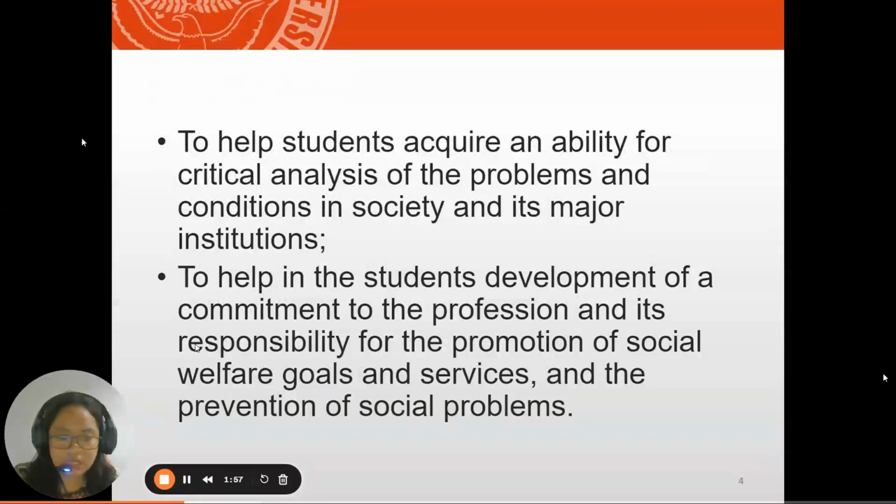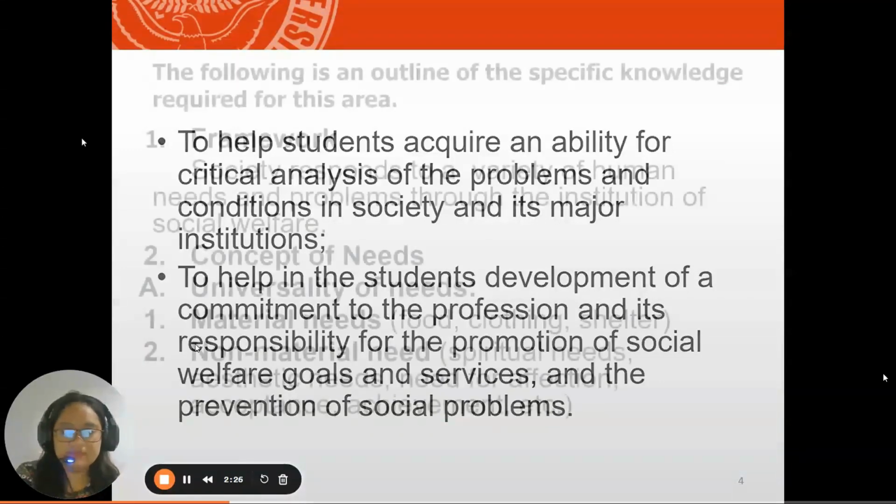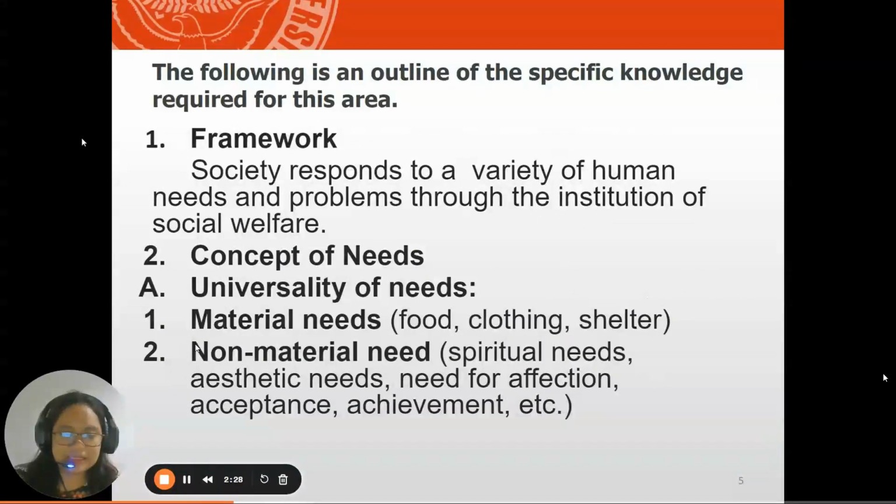To help students acquire an ability for critical analysis of the problems and conditions in the society and its major institutions. Then, to assist students in developing a commitment to the profession and its responsibilities for promoting social welfare goals and services, as well as preventing social problems. The following is the outline of the specific knowledge required for this area.